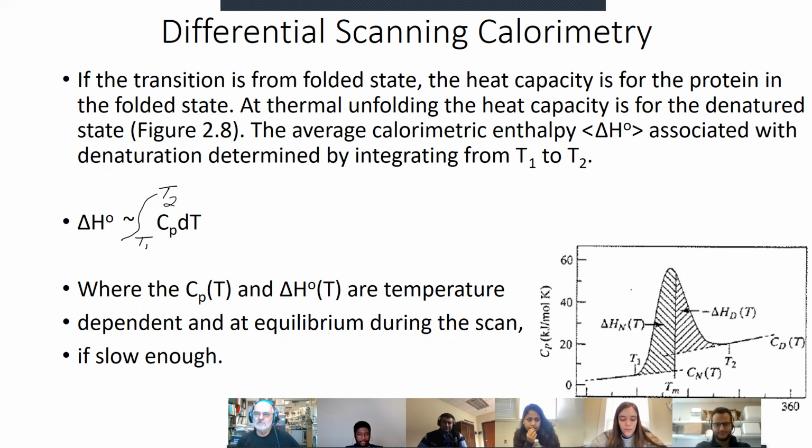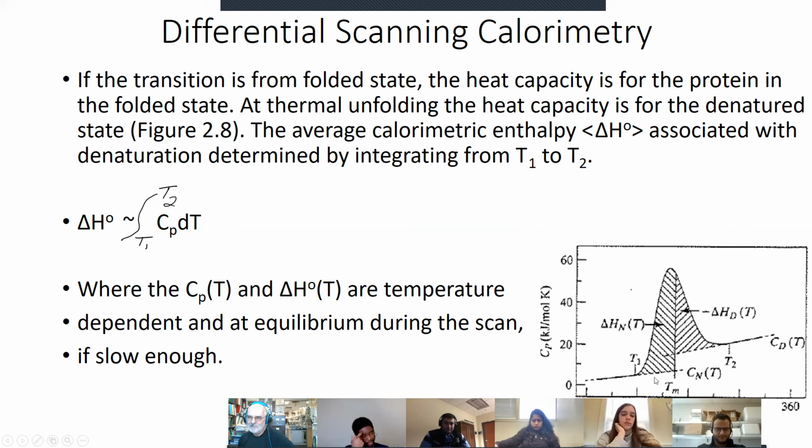So the transition is depicted here in more detail, in a more realistic depiction, because it turns out that the heat capacity for the folded state and the denatured state are not necessarily the same. And so you can get this change in enthalpy over some temperature range where you're basically integrating between T1 and T2. And there's a heat capacity dT, but the heat capacity need not be constant. The enthalpy need not be constant, okay?